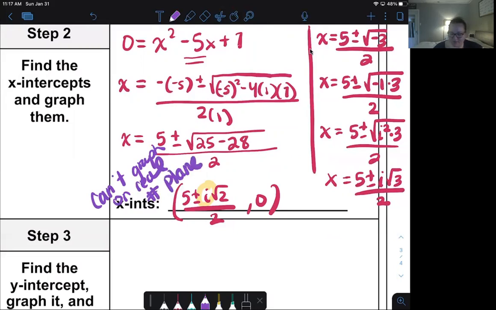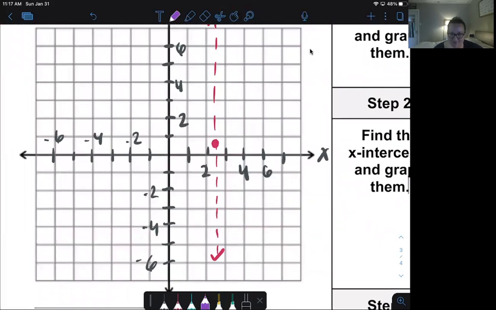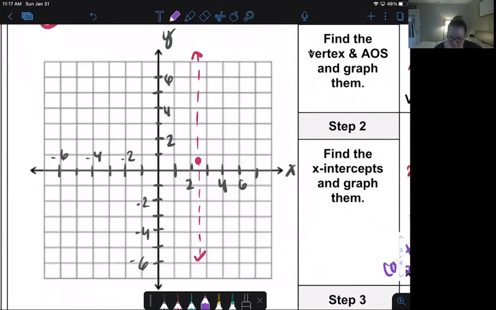So we're actually done with our x-intercepts. We have nothing to graph because we're on the real number plane. We don't have any i's here. We're not on the imaginary number plane, so we're good.